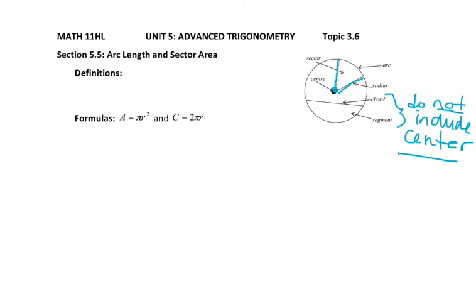Okay? Of course, you should know the area and circumference formula for a circle. Pi r squared is the area, and 2 pi r, or circumference, of course, is also pi d, where d is the diameter.